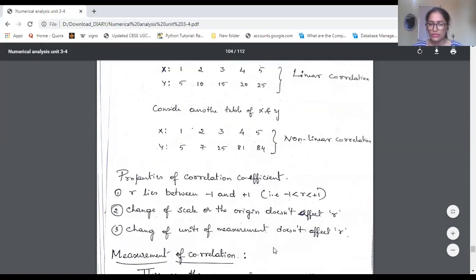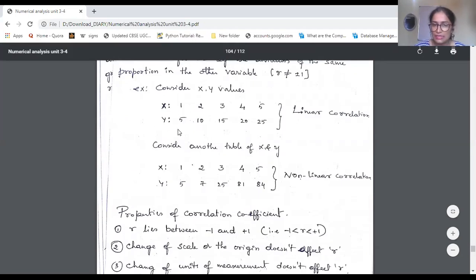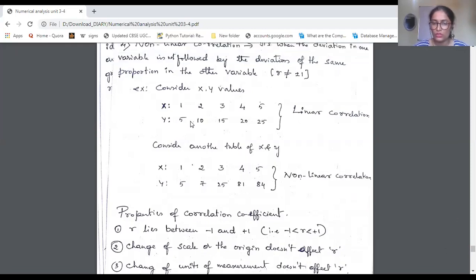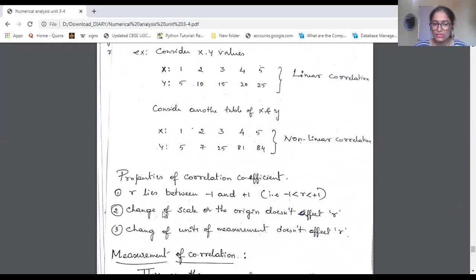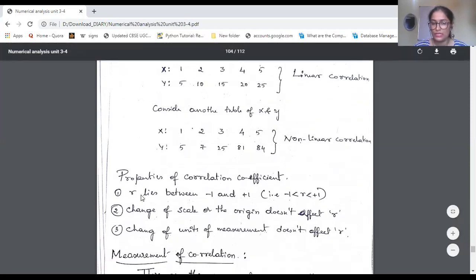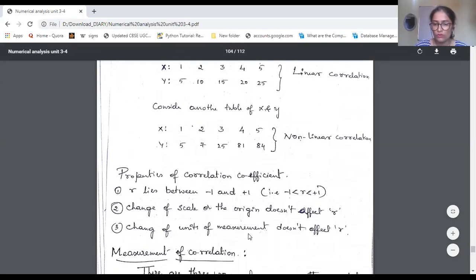Change of units of measurement does not affect R. Let us consider this example and assume these are all weights. Every 1 kg increase in X will result in a 5 kg increase in Y. If we change the kg to pounds, it will still not make any difference to the coefficient of correlation. So that is what is meant by the third property. The first property says that the value of R lies between -1 and +1. The second and third say that the scale, the origin, or the change of units of measurement will not impact the value of R.